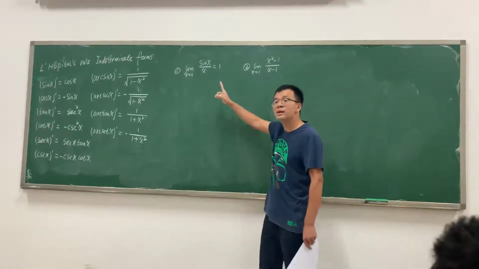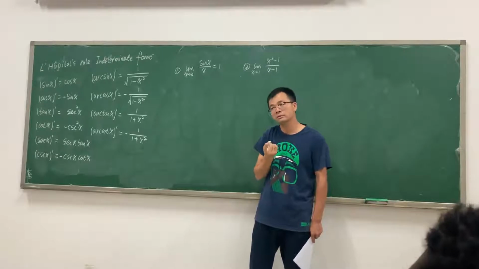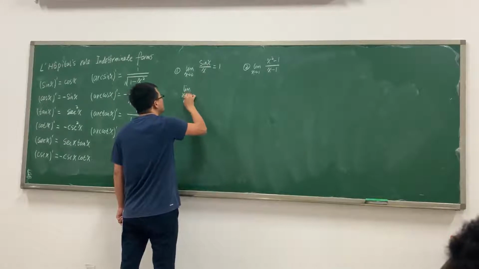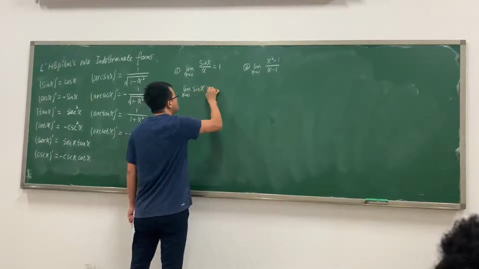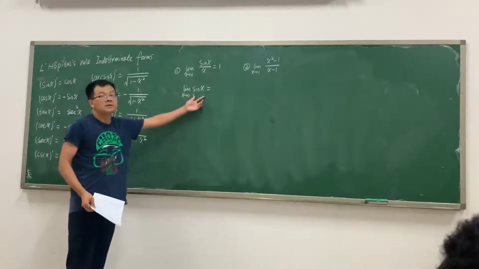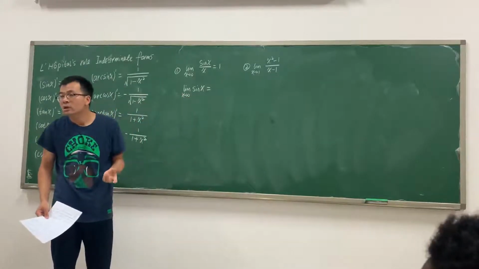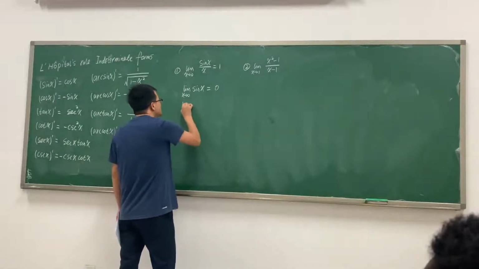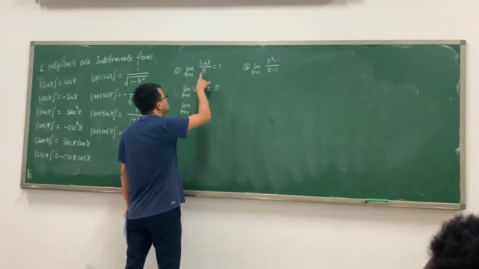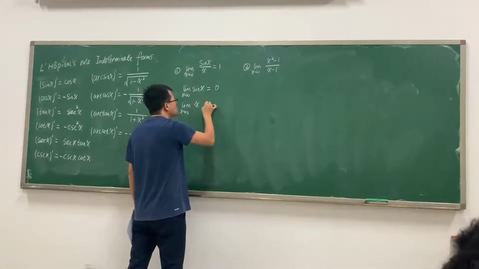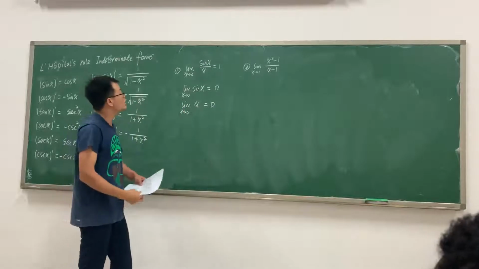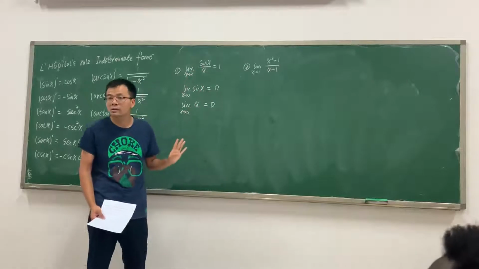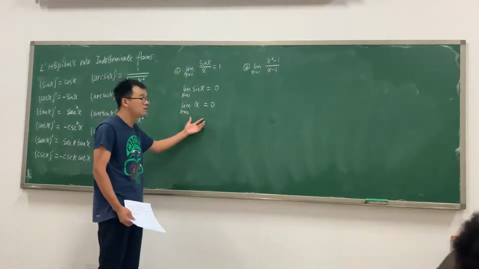Now let's see this limit. Actually, for this one you can see the numerator: as x approaches 0, sin x approaches what? Sin 0, yeah. So sin 0 is 0. And for the denominator, as x approaches 0, x approaches what? 0, yeah? So the numerator is 0 and the denominator is 0, so it is 0 divided by 0. So this is the first.